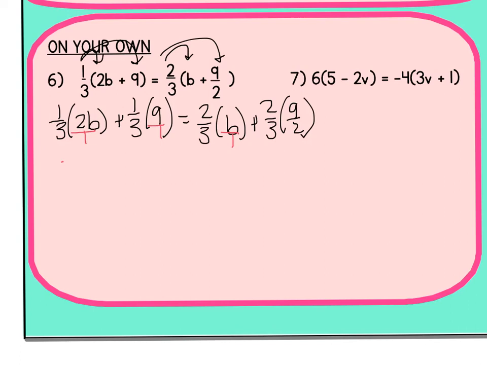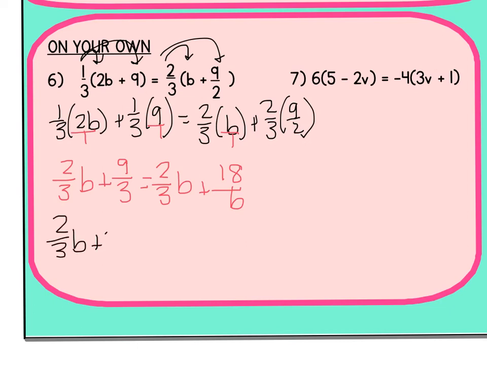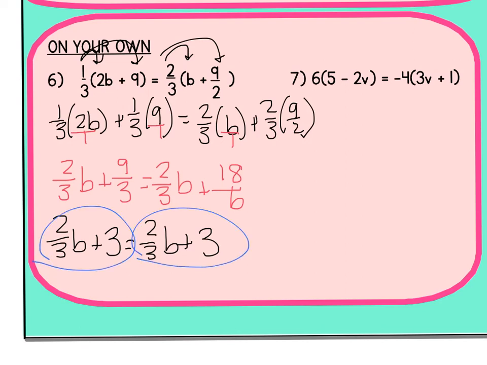1 times 2 is 2 over 3 with our b, plus 1 times 9 is 9, 3 times 1 is 3, equals 2 times b, 2b, 3 times 1 is 3, we've got our b, plus 2 times 9 is 18, 3 times 2 is 6. We can reduce whatever fractions can reduce. 2/3 can't be reduced, but 9 over 3 can, so we have 2/3 b plus 3 equals 2/3 b plus 18 over 6 is 3. You'll notice they're exactly the same, which means we have infinitely many solutions.